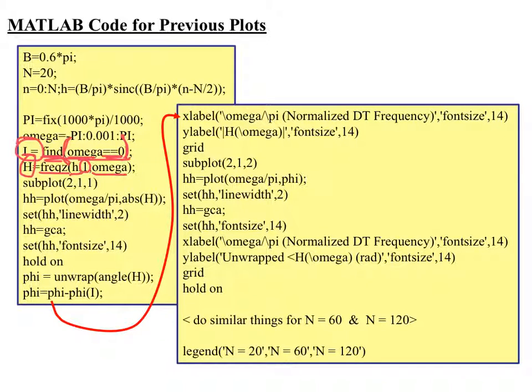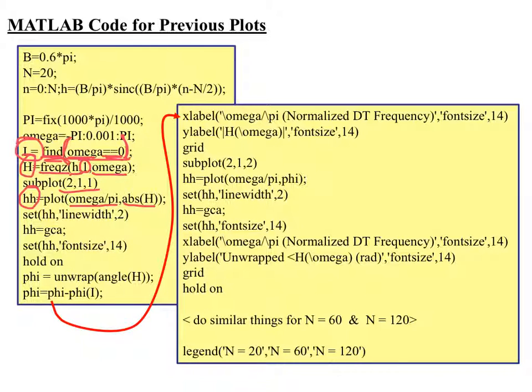So I do a subplot 2, 1, 1. So I'm going to make 2 plots that are arranged one above the other. And so first I do a plot. I do my famous normalized by pi, and I plot ABS of H. And I do a little trick here. This is worth knowing. When I do a plot, I say HH. It doesn't have to be HH, it can be anything, but I just decided to use HH here.